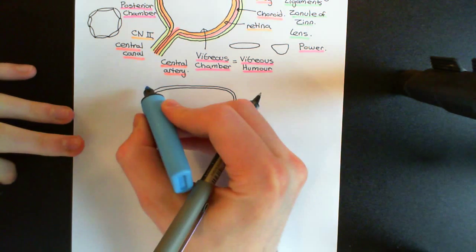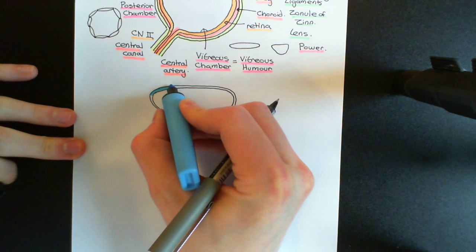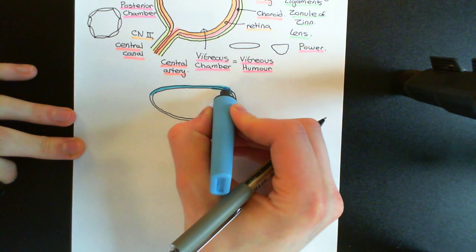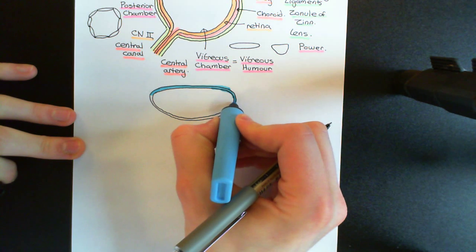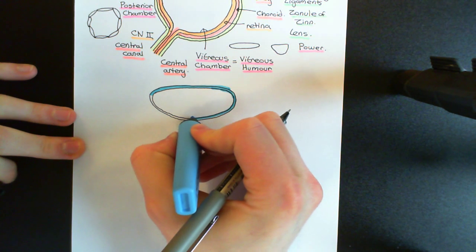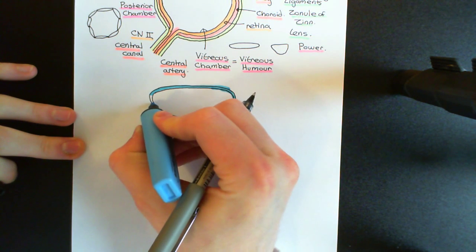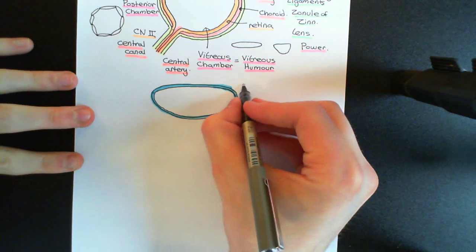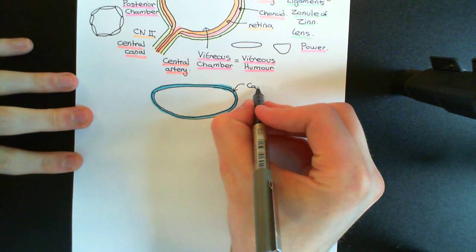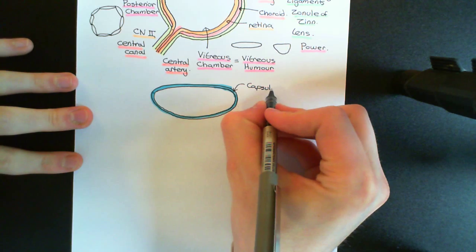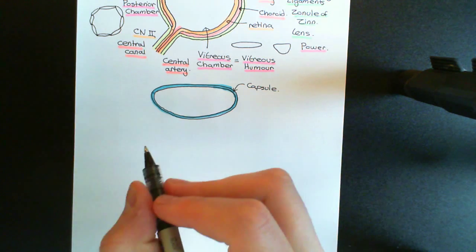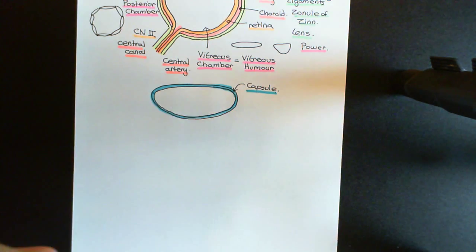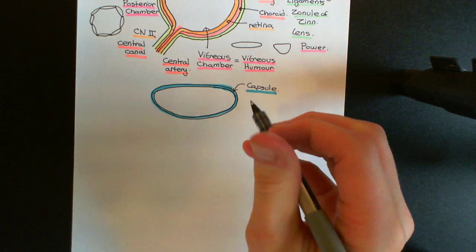Okay, so this capsule of the lens is just going to be a thin but tough connective tissue layer that is going to contain the centre within it. So I'll colour in the capsule here in blue. So this is going to be the lens capsule. Okay, so this is the capsule here. Then everything that's inside the capsule is going to be the centre of the lens. And actually, let me just add some more information onto the capsule.